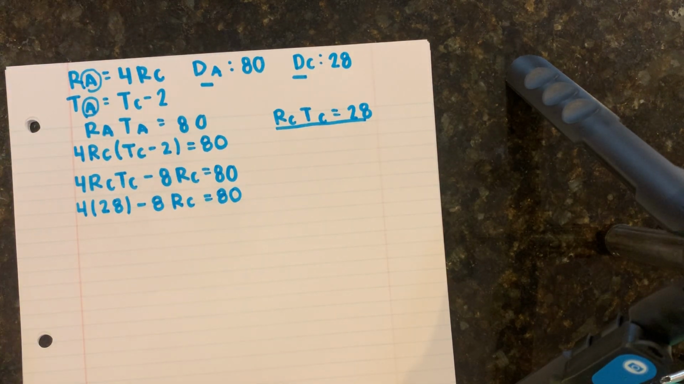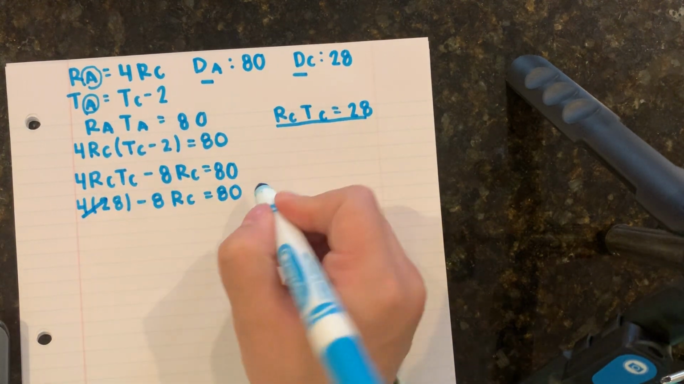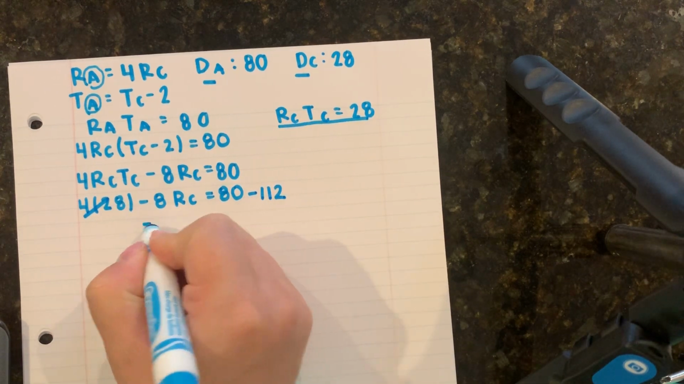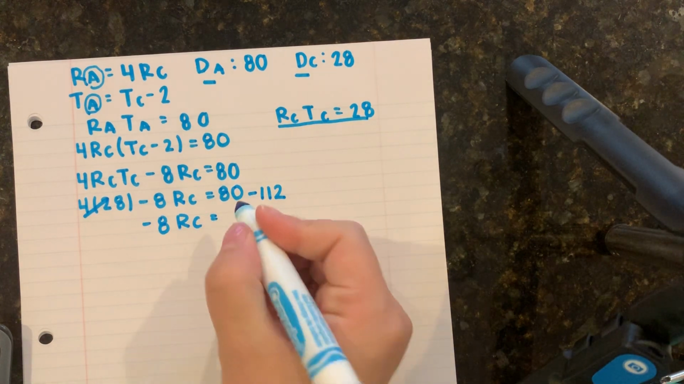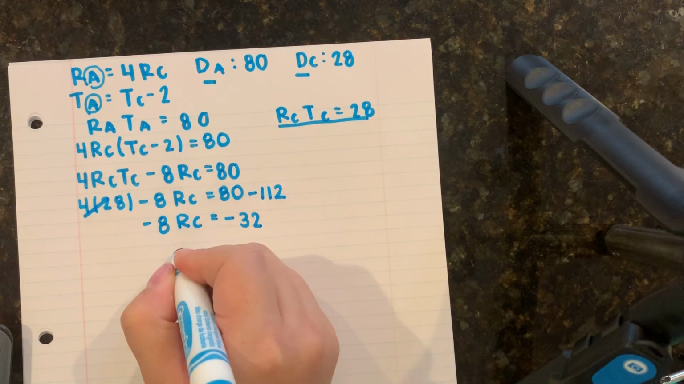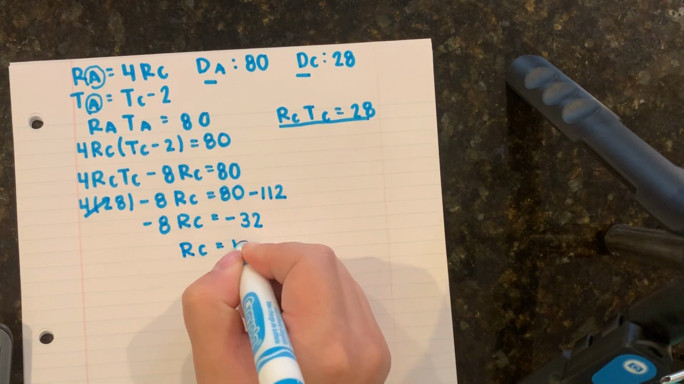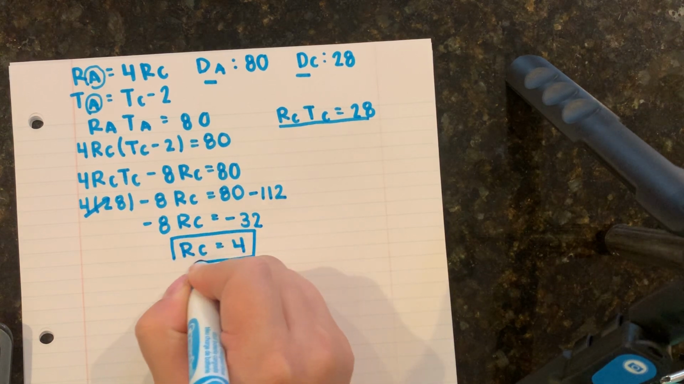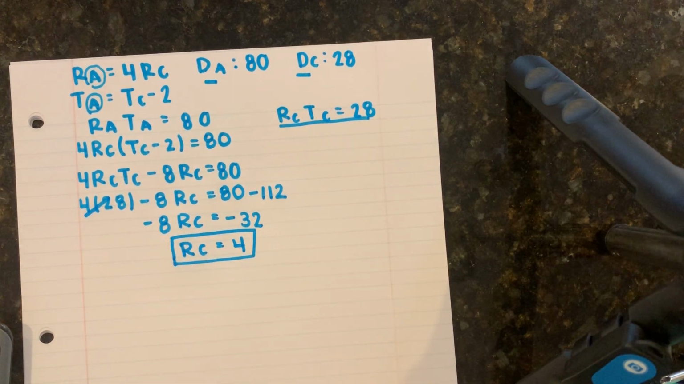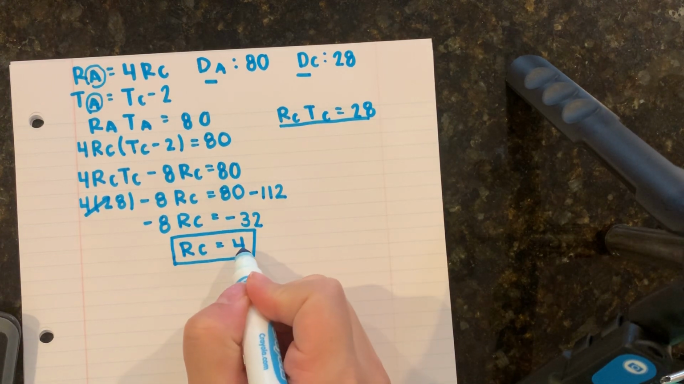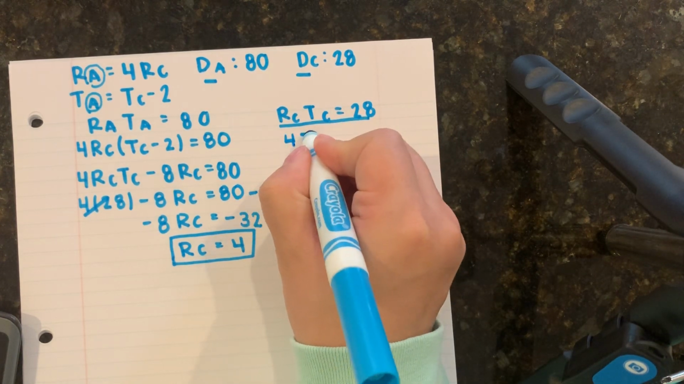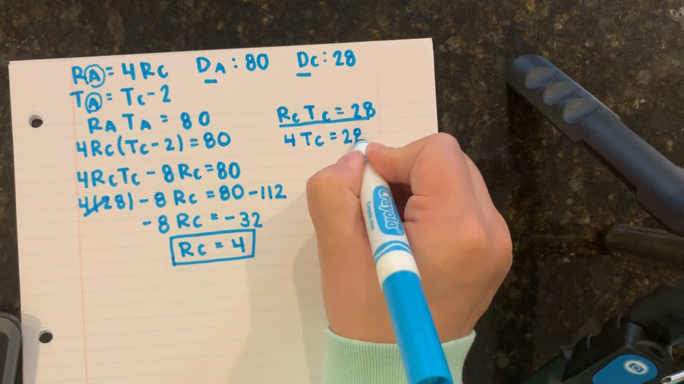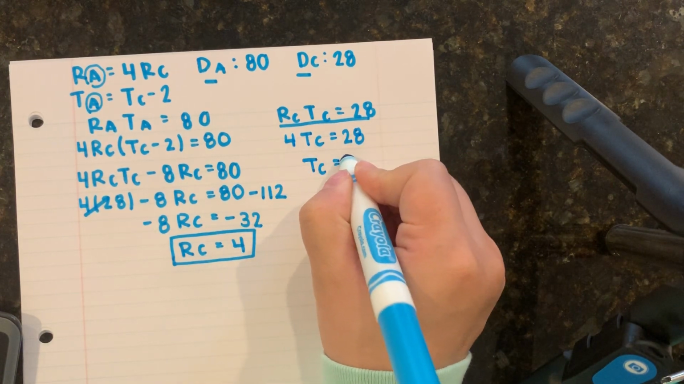So I'm going to multiply my 4 times 28, and that gives me 112, and I'm going to move it to the other side. That would give me negative 8RC is equal to negative 32. So now I know that the rate of the challenger is equal to 4. Once I've solved for one of my unknowns, it becomes pretty simple to solve for the rest. So I can take this RC and plug it into this equation here so I can solve for TC. That would be 4 times TC is equal to 28, and therefore TC is equal to 7.